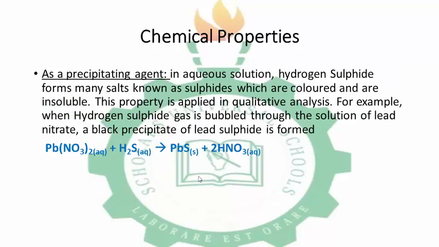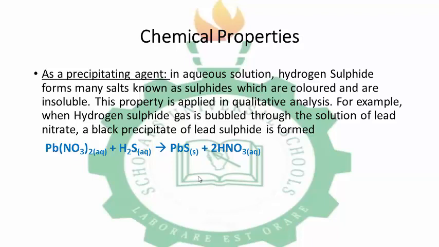Now, as a precipitating agent, in aqueous solution, hydrogen sulfide forms many salts known as sulphides, which are colored and are insoluble. Now, this property is applied in quantitative analysis. Now, when we are discussing sulphides, we will talk about the color of all these salts, of the most common ones that we have. For example, we have the lead sulphide, the silver sulphide. When we get there, we'll discuss that.